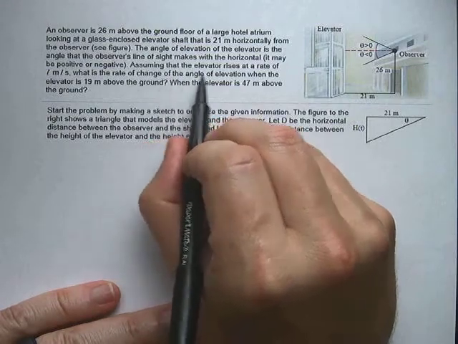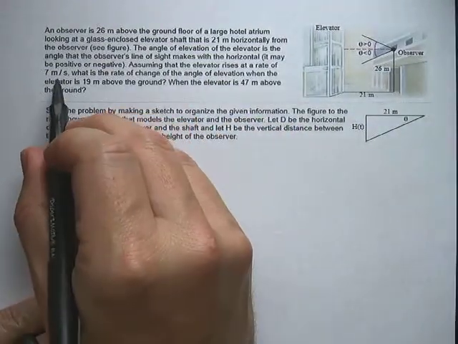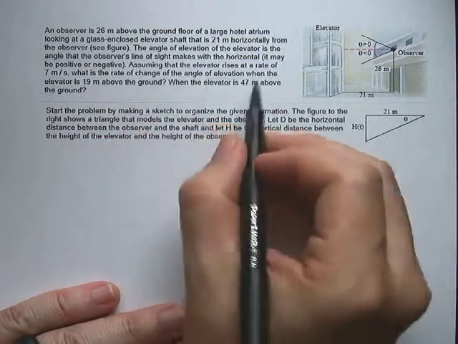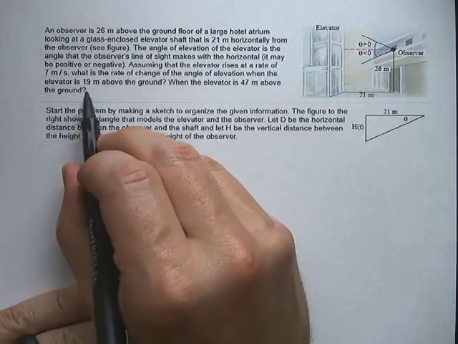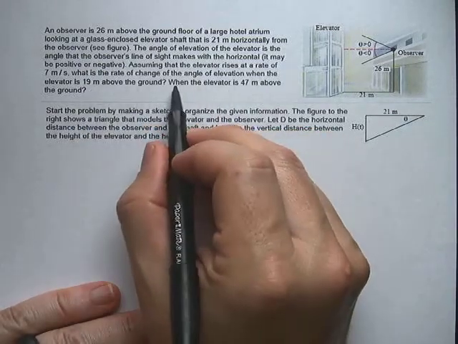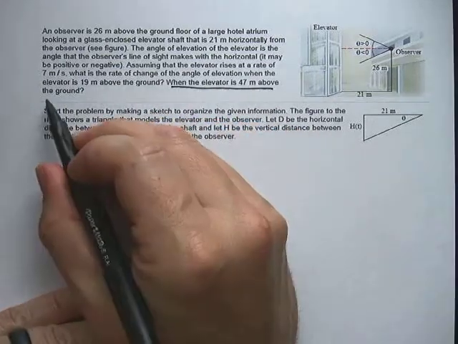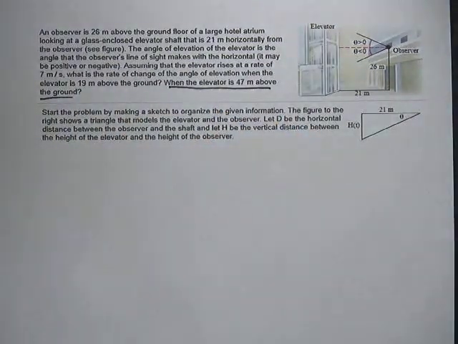Okay, assuming that the elevator rises at a rate of 7 meters per second, what is the rate of change of the angle of elevation when the elevator is 19 meters above the ground? It also asks us this. We'll come back to that. But right now we're just going to look at the 19 above the ground.